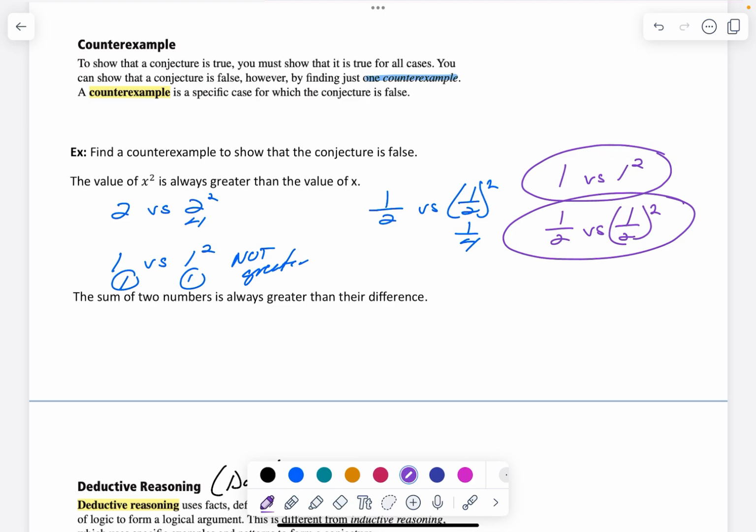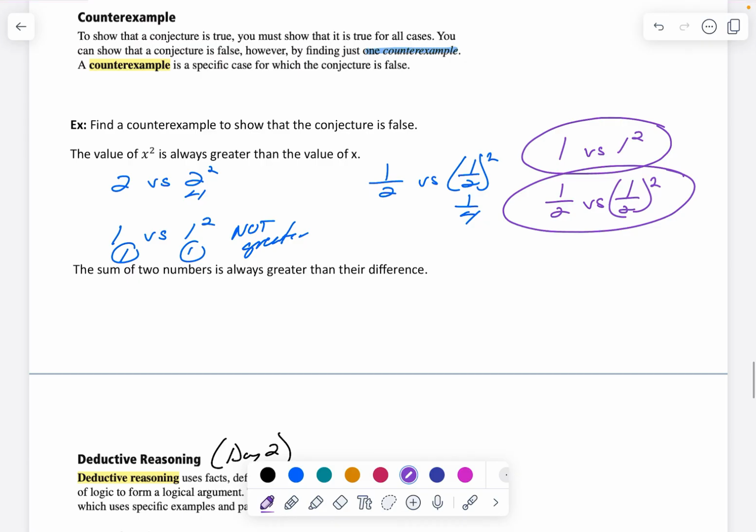The sum of 2 numbers is always greater than their difference. Okay, the sum of 2 numbers is always greater than their difference. So we could do like 2 plus 3 versus 3 minus 2, right? Even if we did 2 minus 3, that's 1 or -1, always the same.